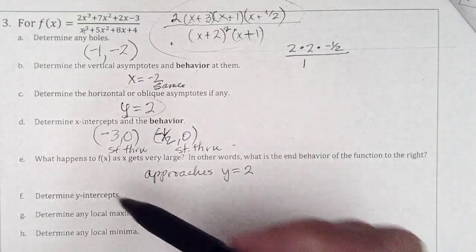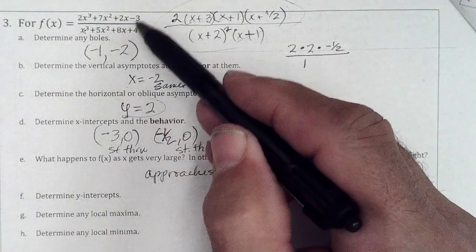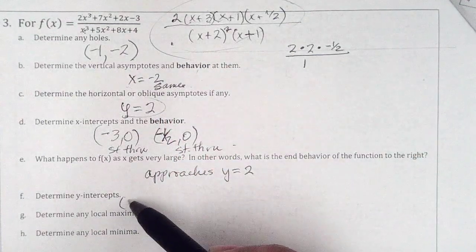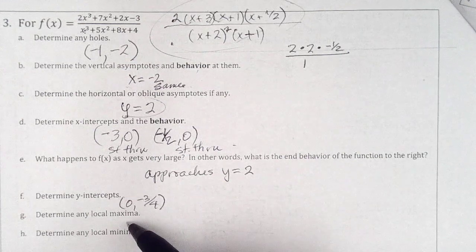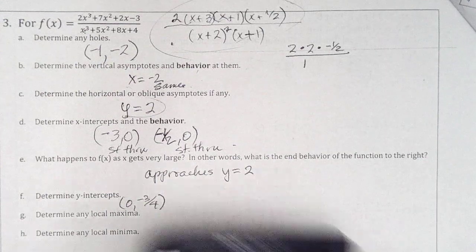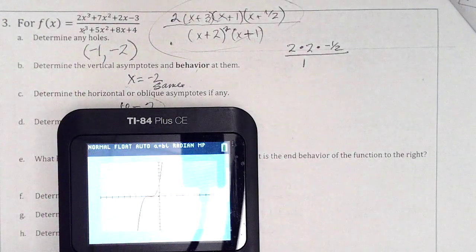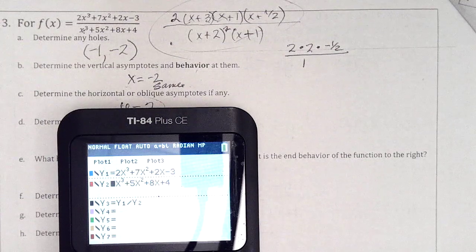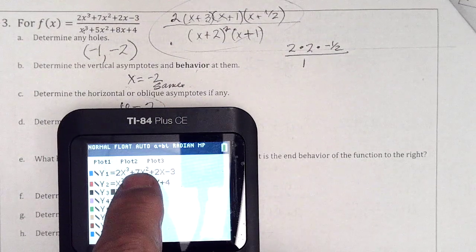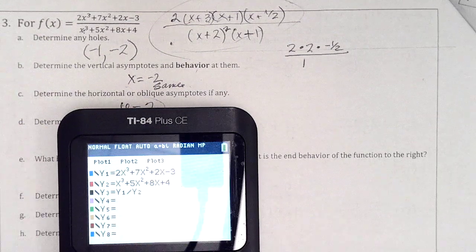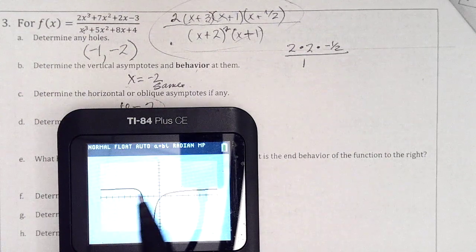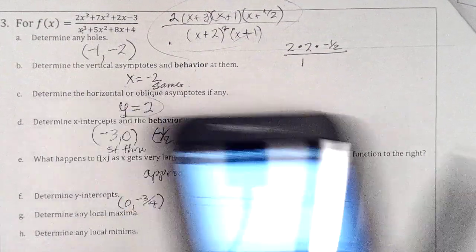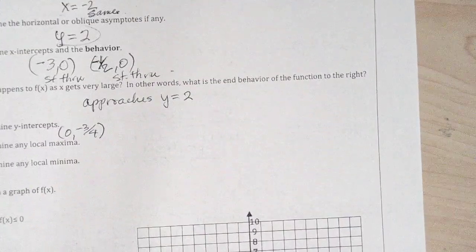What are the y-intercepts? Well, if all the x's were 0, we'd get -3/4. Local max and min. So now I'm ready to look at the equation. So I'm going to go back here and turn that one off and do y1 divided by y2, which is what the function is. So turn that one on and graph. And I can see that it's trying to approach 2. I have a horizontal asymptote at 2.